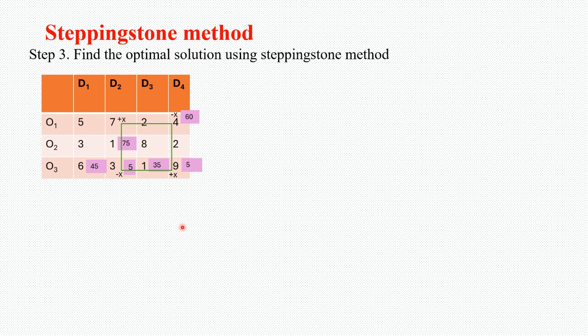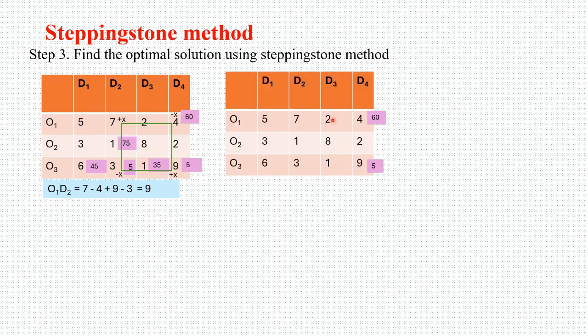Next unallocated cell O1D3, we shall start from this cell. The closed loop is drawn like this. Assign plus and minus signs alternately at each turn. Calculate the improvement in cost. O1D3 is equal to 2 minus 4 plus 9 minus 1, which is equal to 6.